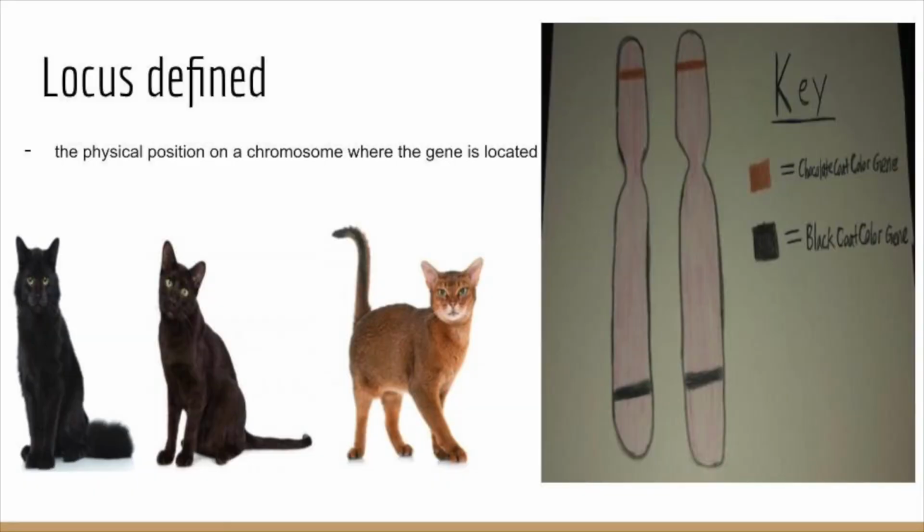Now that we know what an epistasis is, we also need to know what a locus is. We define a locus as being the physical position on a chromosome where the gene is located. In this video, I'll be discussing how the black coat gene and the chocolate coat gene interact to determine the phenotypic trait of a cinnamon coat color, which will be looked at in a typical household cat.